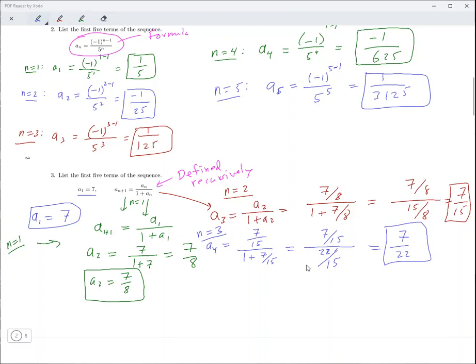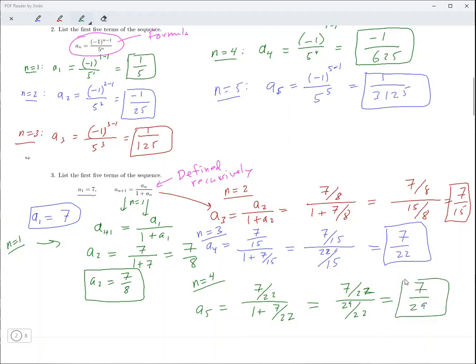And then A5, you're going to set n equal to 4 to get A5. And that'll be 7/22 over 1 plus 7/22. Okay, 1 is 22 over 22. That's going to be 29 over 22. So that'll be 7 over 29.